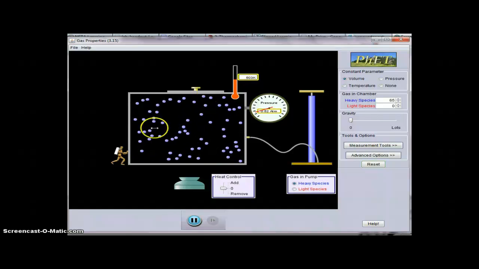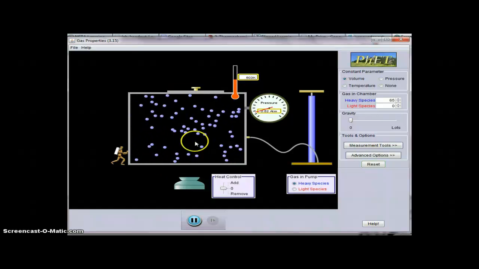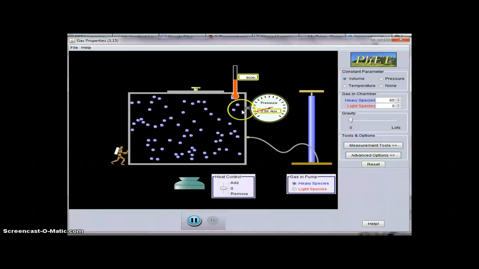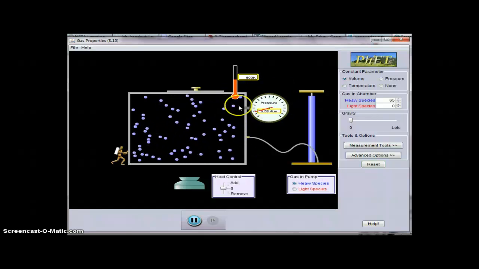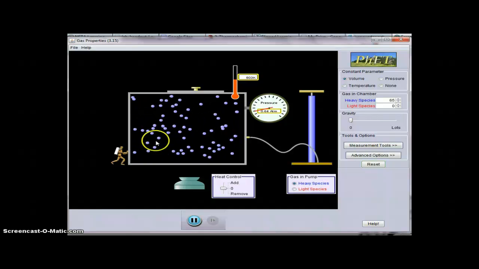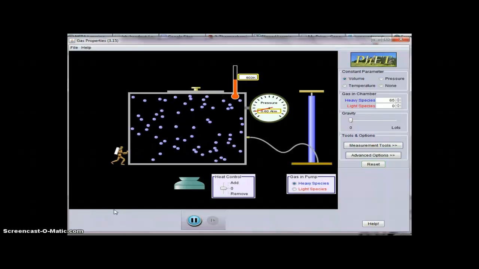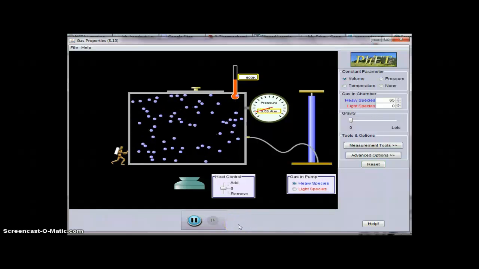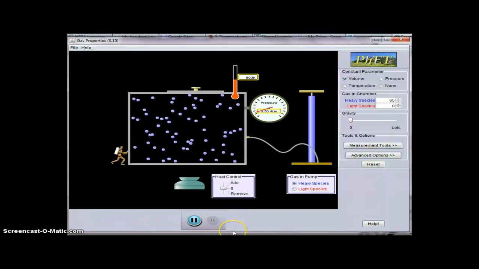So when you make them go faster, when they're traveling faster, it would make sense that they have more collisions with themselves and the walls of the container. Therefore, the pressure also increases, okay? So keep this in mind when you're doing calculations involving Guy-Lussac's law. This is what we're really talking about.